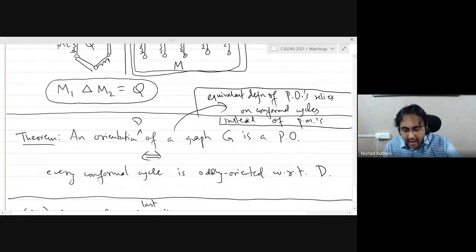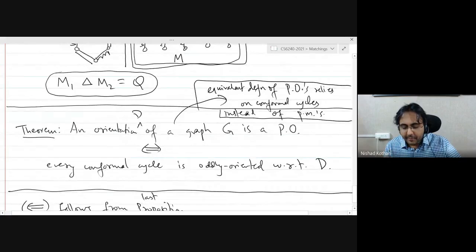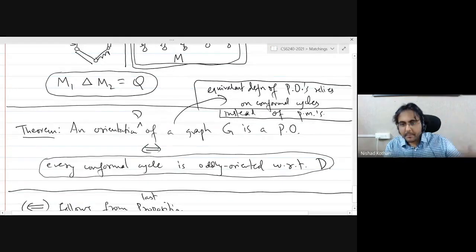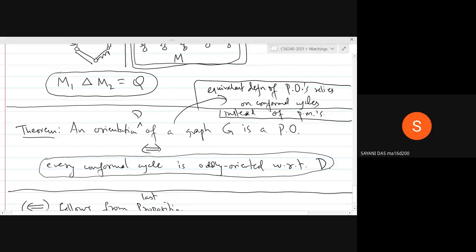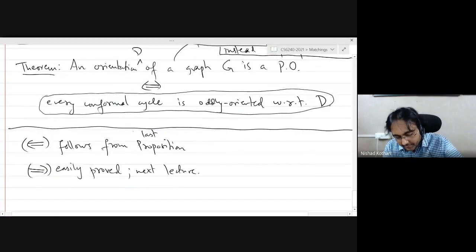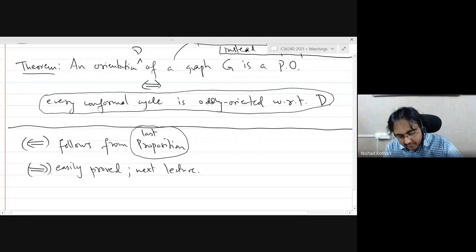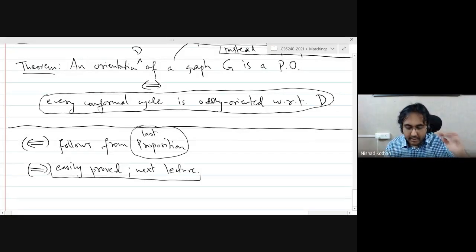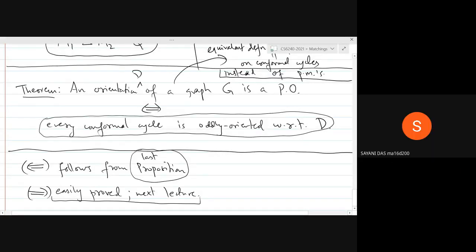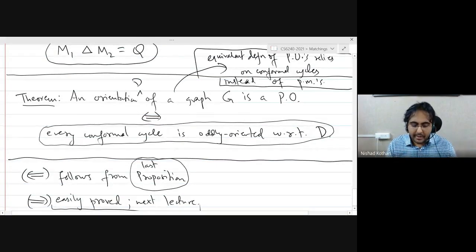And now I want to get an equivalent definition of Pfaffian orientations using conformal cycles. So this is the equivalent definition. One direction is easy to prove using the proposition we discussed. And the other direction, we will discuss why it is true in the next lecture. It's not difficult either. You can also prove it easily using our observations so far. So that's basically what we did in the last few minutes.